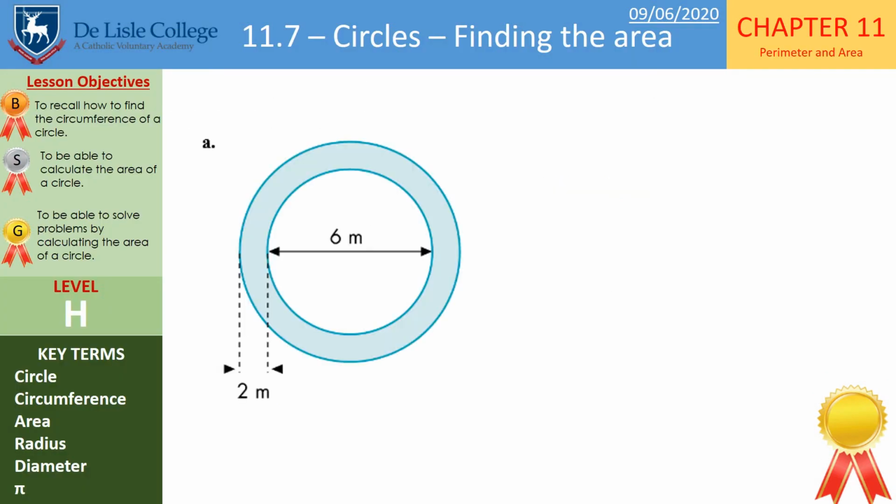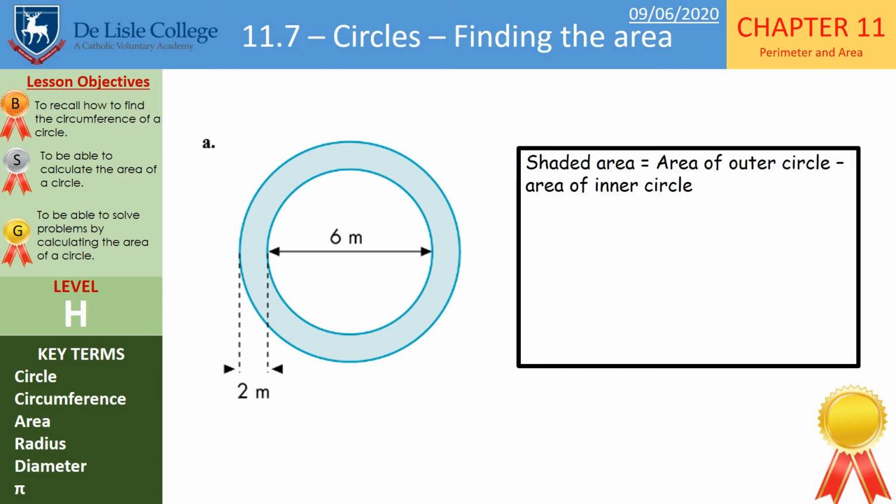Okay, so what about this one? Find this shaded area. Well, it may not look like it, but we sometimes call it a ring, or the posh word I think is annulus. It's basically a big circle minus a small circle.